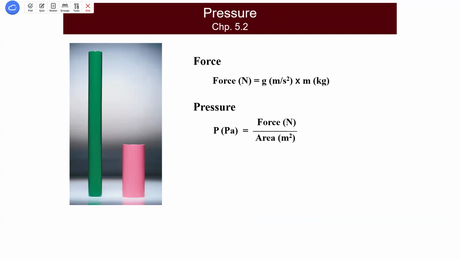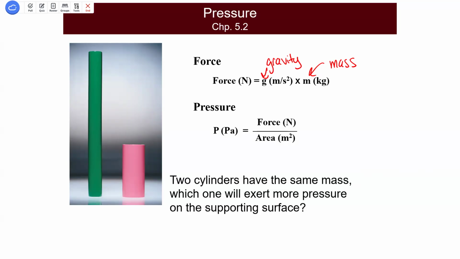So there's two different equations that we're looking at here. We're looking at the force, which is gravity, and its mass. You might remember that from physics. And then we're also looking at pressure, which is the force divided by the area. Right, so using that gravity times mass, and then using that area formula as well.